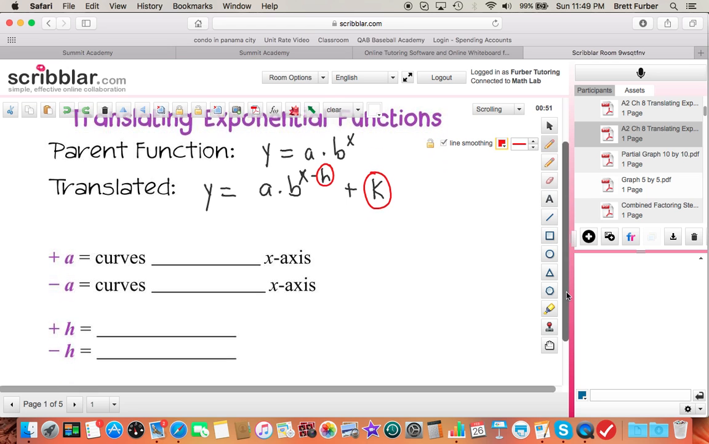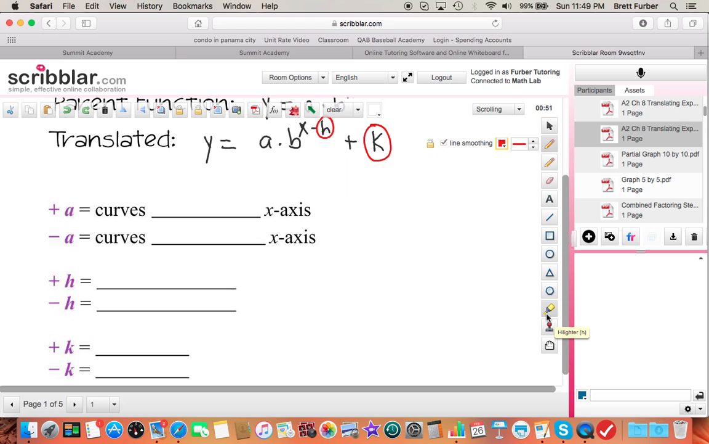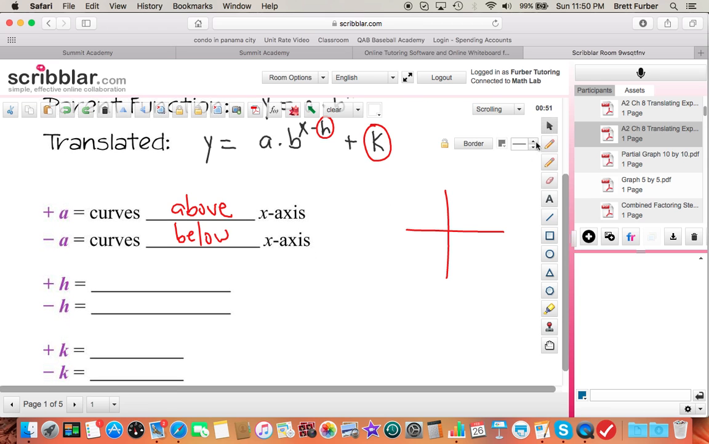So I'm going to just remind you of what happens. The a value is a starting point. If the a value is positive, it will curve above the x-axis. If it's a negative a value, it's going to curve below the x-axis. So if a was positive, it would be like this or like this. If a was negative, it would be like this or this. That's a good little reminder.